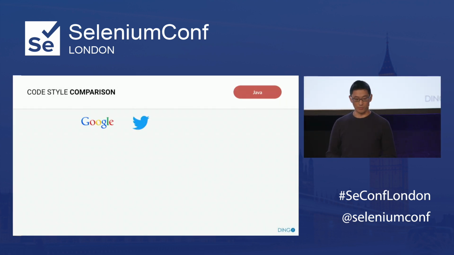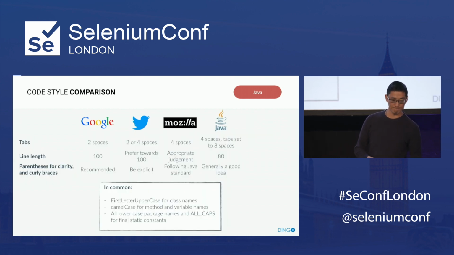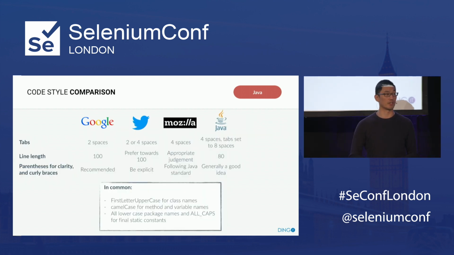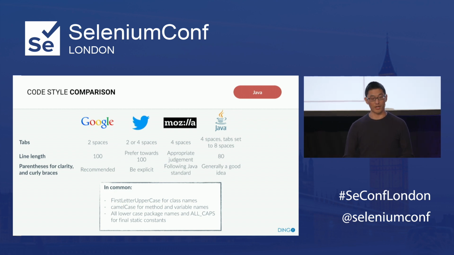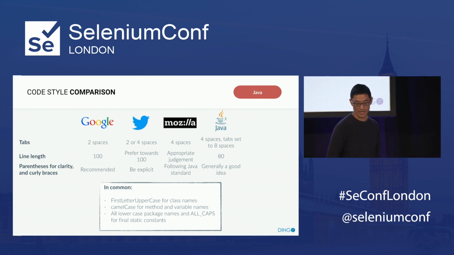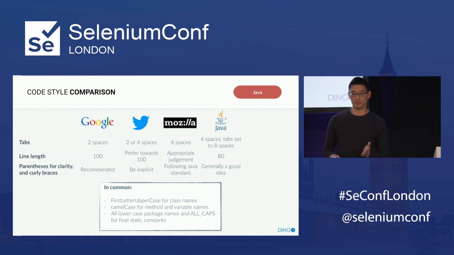If you look at the Java one, what they have in common: the first letter uppercase for class names, camel case for method and variable names, all lowercase package names, and all caps for final static constants. Here you see some differences in the tabs, right? 4 spaces or 2 spaces. Line length, I like the Mozilla one saying, well, it's appropriate judgment.